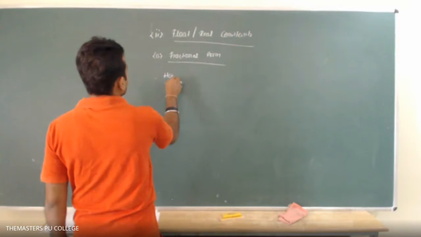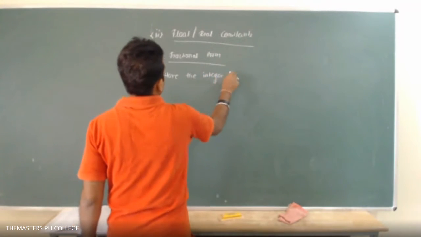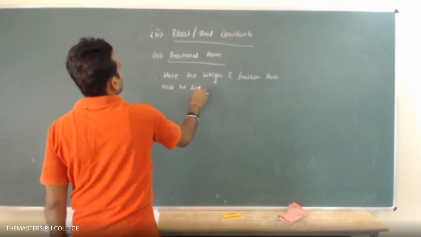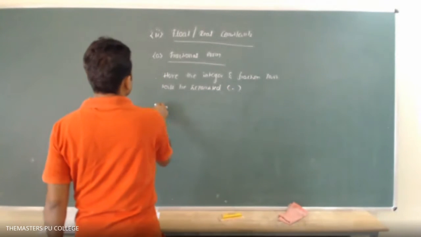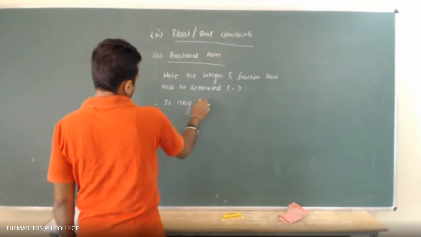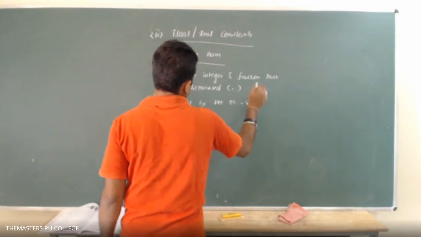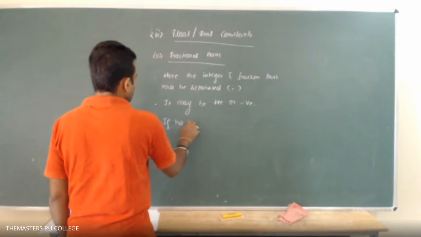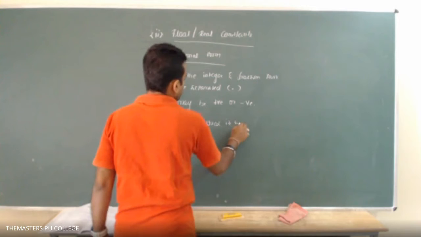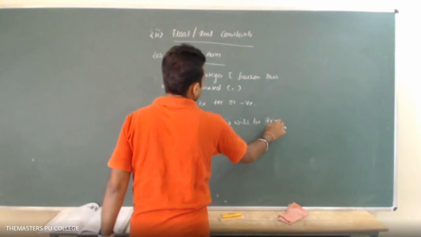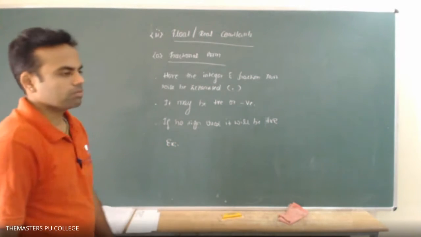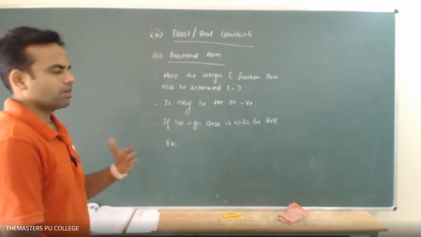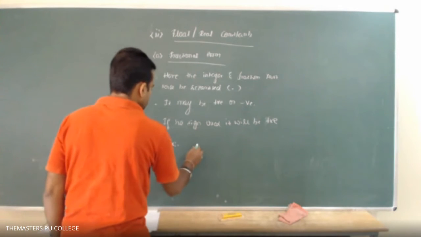So here the integer and fraction parts will be separated by a dot. It may be positive or negative. If no sign is used, it will be positive. This is the fractional form I have told you. There is no difference from what we defined earlier as a float or real constant. The thing that divides the integer part and the fraction part is the dot. What example should we take here?